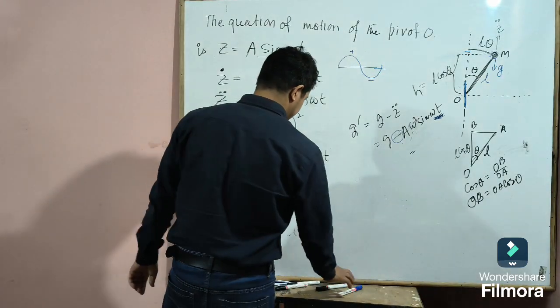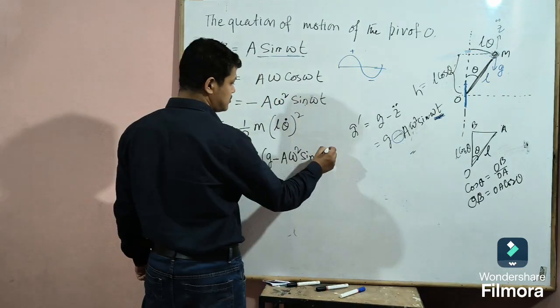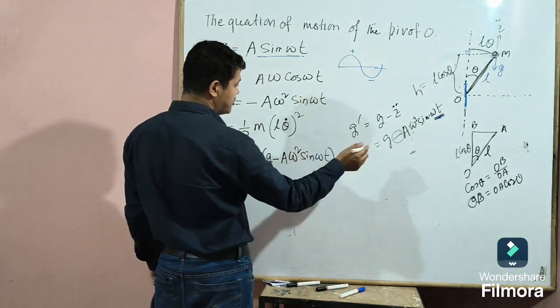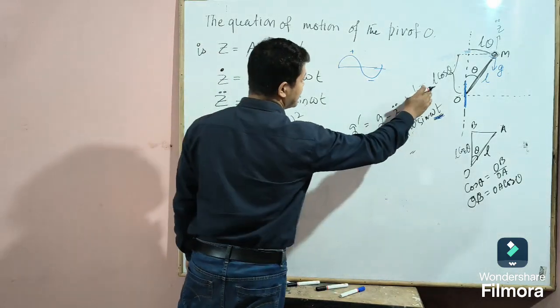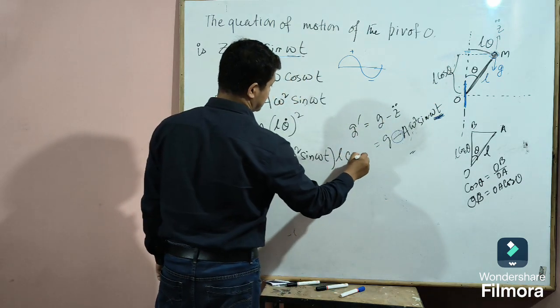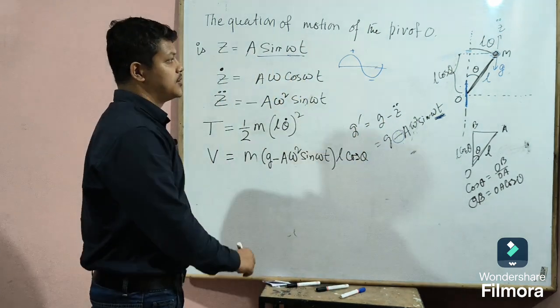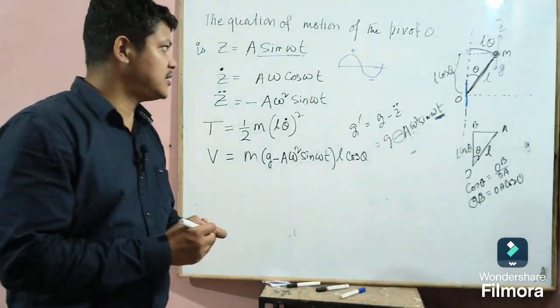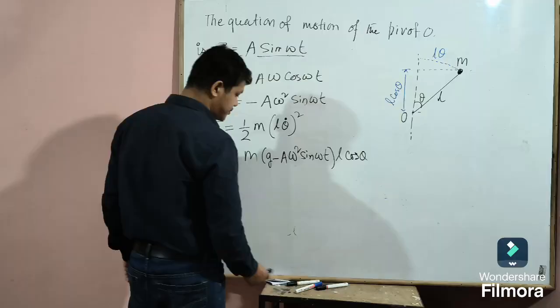So in that case, here mg, this part is the acceleration, into h. So here the height is L cos theta. So here we're gonna put L cos theta, right? So draw the diagram properly. Okay, so let me draw the diagram again clearly.